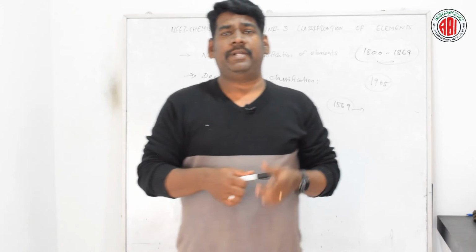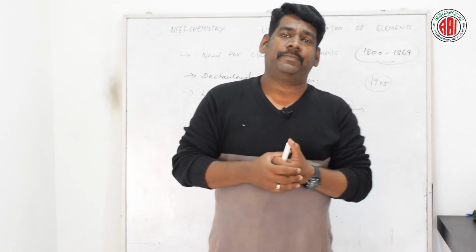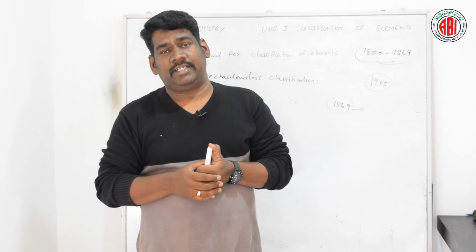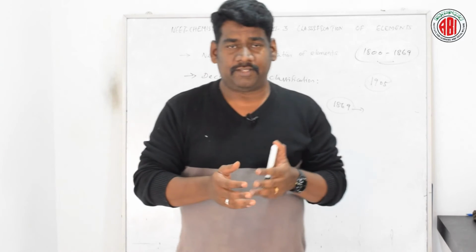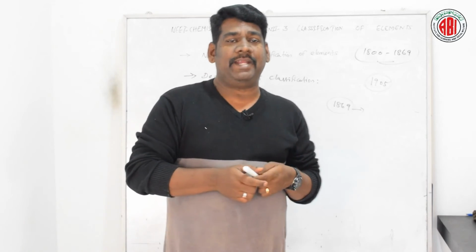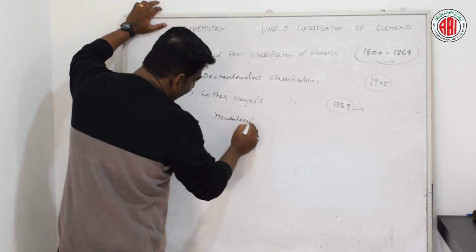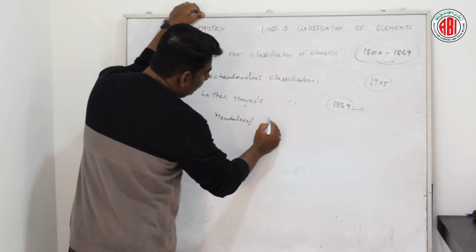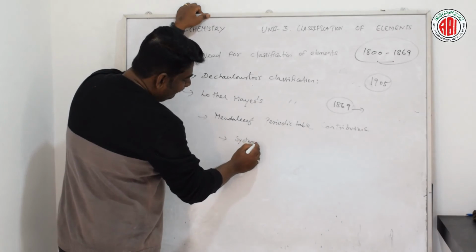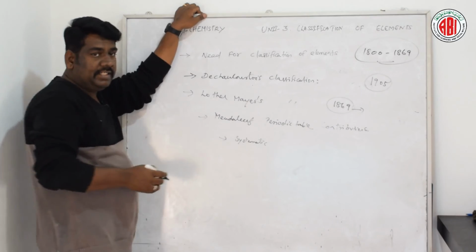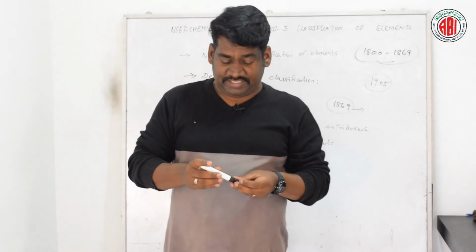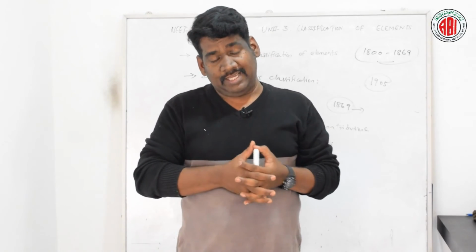Okay, so according to Mendeleev, his periodic table was one of the greatest achievements in the development of chemistry. Some important contributions of his periodic table, let us see one by one. First one: systematic study of elements. So according to the Mendeleev periodic table, the first and most important contribution is the systematic study of elements.